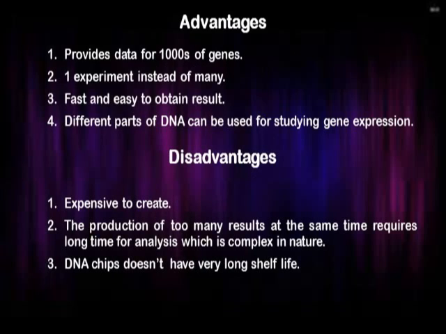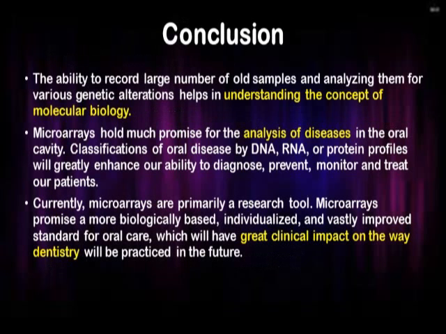Advantages of using DNA microarray are that it can provide data for thousands of genes, and we only need to do one experiment to get thousands of results. It is fast and easy to obtain results, and different parts of DNA can be used for studying gene expression. Disadvantages are that it is too expensive to produce, it is very time consuming, and the DNA chips don't have a very long shelf life.